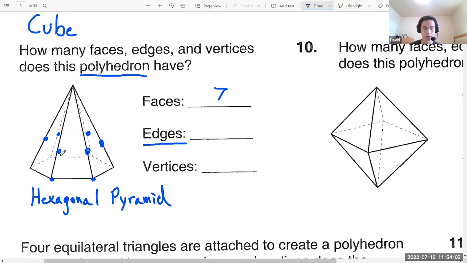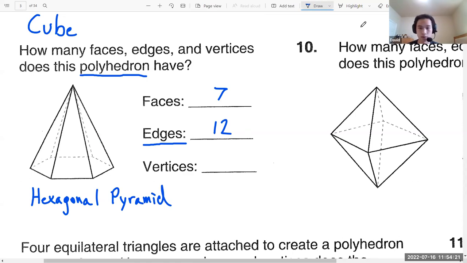1, 2, 3, 4, 5, 6. Yeah, see a hexagon, six sides. So yeah, we have six edges going up. And then the hexagon itself, of course, has six edges. So you made sure to count that in. Very good. And that makes a total of 12. Yes, thank you, thank you.